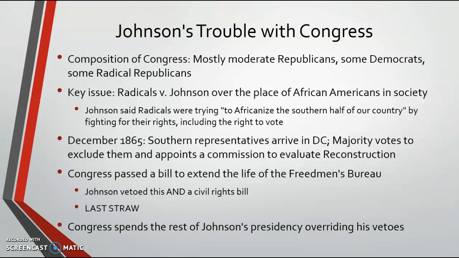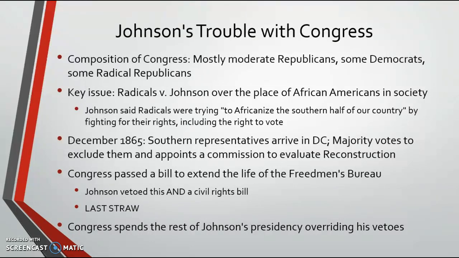But radicals, they were arguing for African American vote. Moderates agreed that they did need more protections, but they weren't quite sure they wanted to push racist Northern voters away. So in December of 1865, Reconstruction is, quote, formally completed. Southern representatives start arriving in DC, and the majority in Congress votes to exclude them. So they're voted out, they're not going to participate.